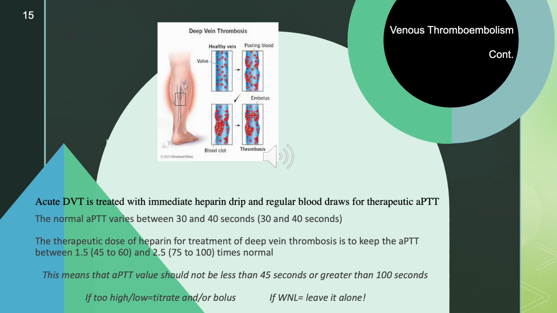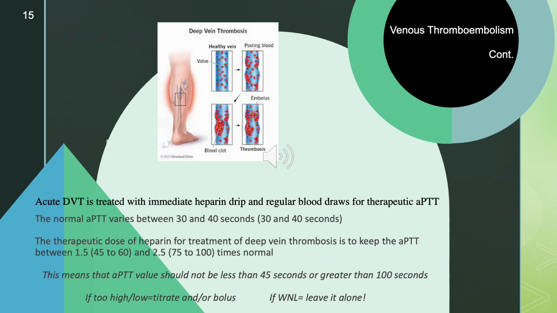So it's to keep the APTT between 1.5, or what they call 45 to 60, and 2.5, which is 75 to 100 times the normal limit, right? So this means that the APTT value should not be less than 45 seconds or greater than 100 seconds. If it's greater than 100 seconds, your APTT is too high, and you're going to have to titrate it back down, or you're going to have to shut it off entirely.